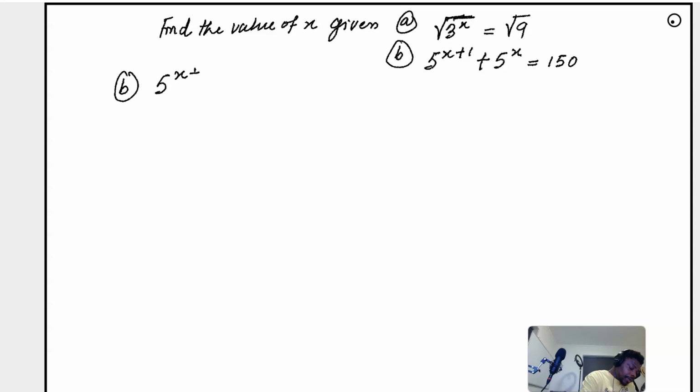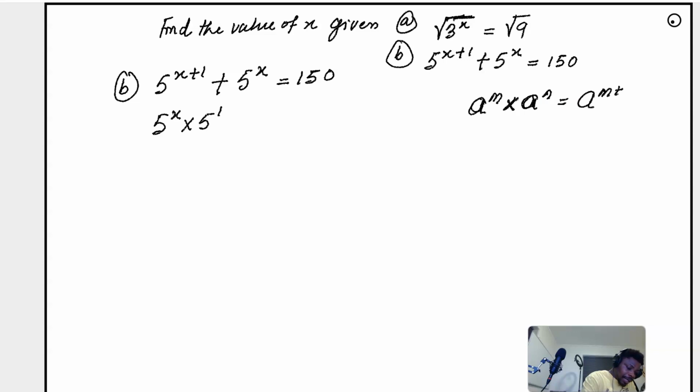5 raised to x plus 1, plus 5 raised to x, is equal to 150. Remember, 5 raised to x plus 1 is the same as 5 raised to x times 5 raised to 1. Because in indices, a raised to m times a raised to n, since you have the same bases and you're multiplying, you add the powers. So this is a raised to m plus n.